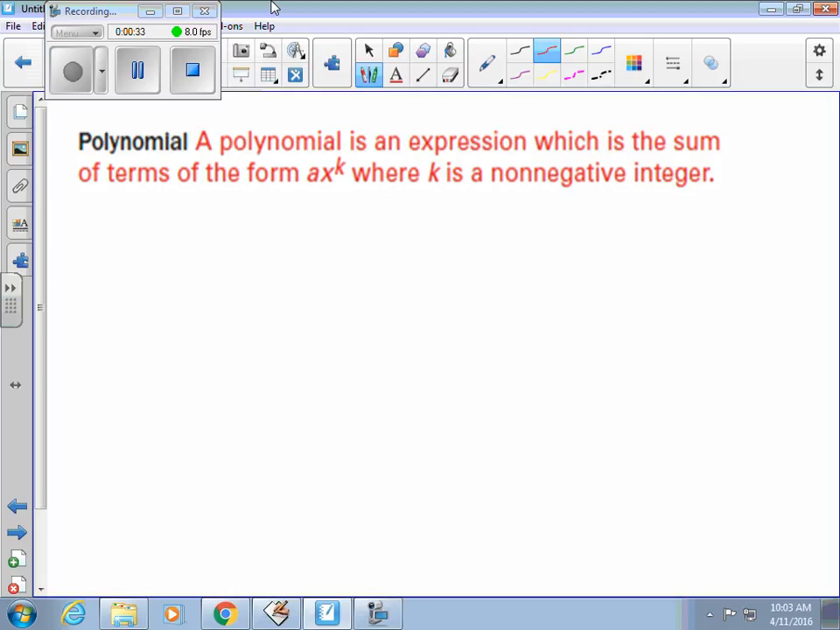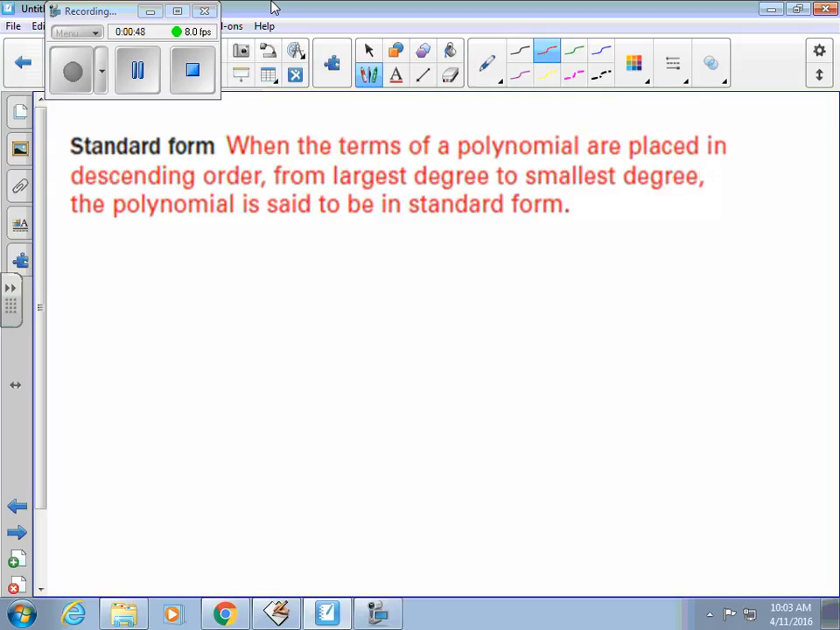They give you a bunch of definition up here that says polynomial is an expression which is the sum of terms of the form a times k to the x, where k is a non-negative integer. Okay, all that's great. Many terms. Easiest way to remember that.